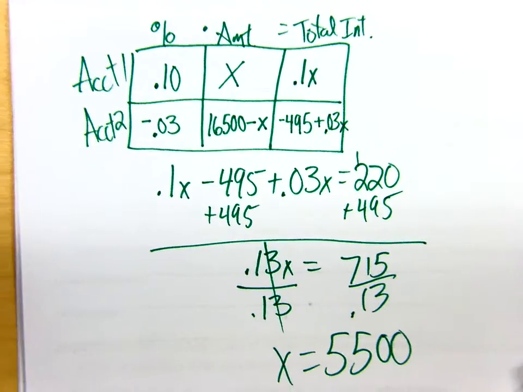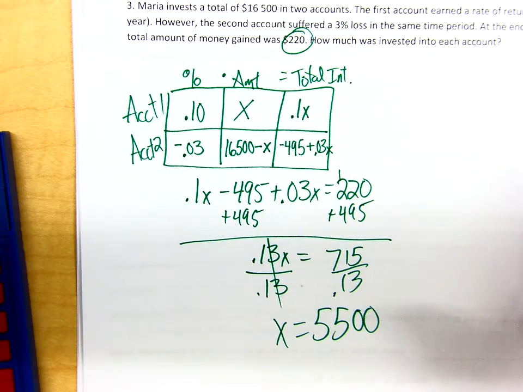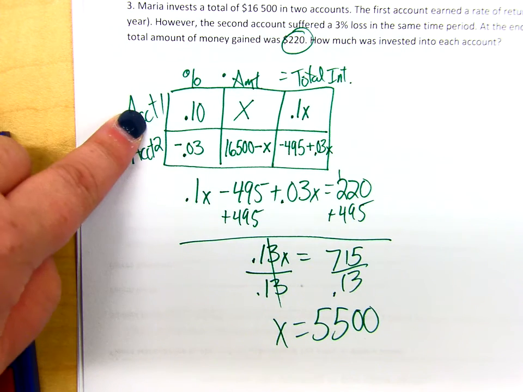Ta-da! So there we go, solving our equation, and I end up with 5,500. But what does that even represent? What even is that number? Of what? Where? Yes, that's the amount she put in account 1 at 10%.